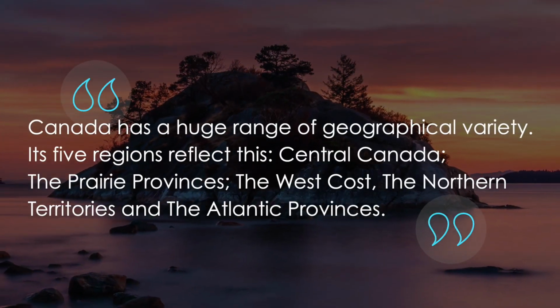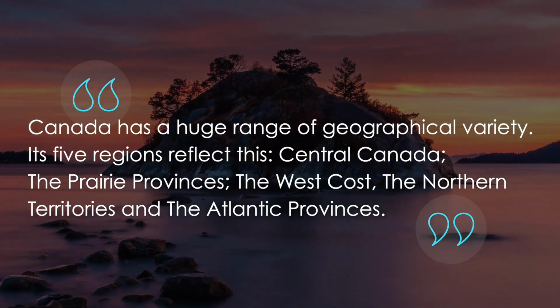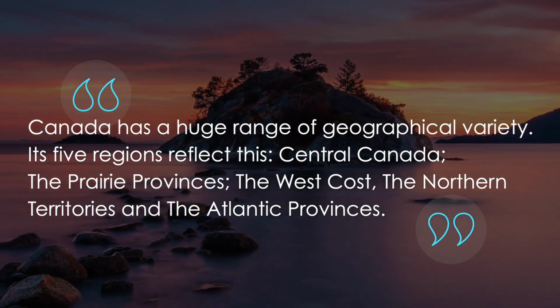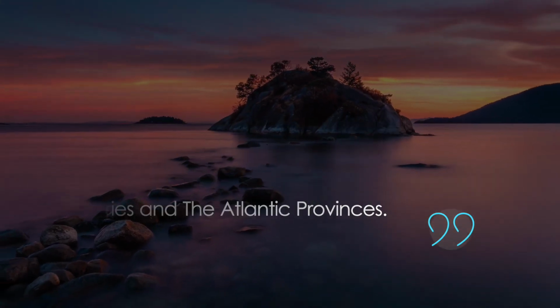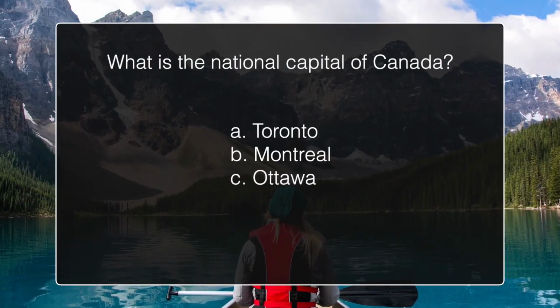Canada has a huge range of geographical variety. Its 5 regions reflect this: Central Canada, the Prairie Provinces, the West Coast, the Northern Territories, and the Atlantic Provinces. What is the national capital of Canada?